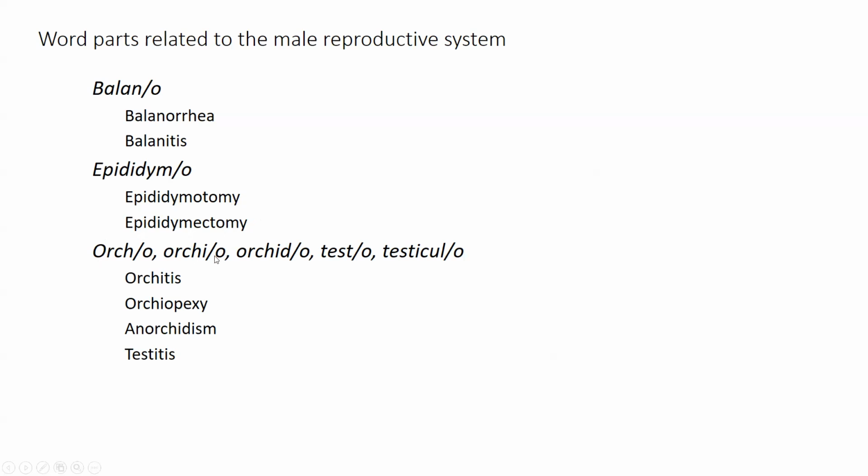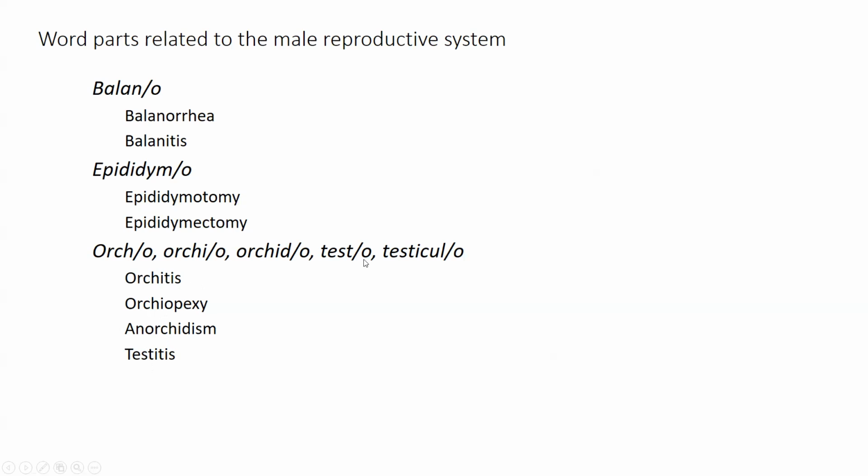Orcho, orchio, orchido, testo, and testiculo all refer to the testes or testicles. In fact, these are Greek. Orcho, orchi, and orchido are all Greek for testicle, and that's the origin of the word. I believe these other two are Latin. So you could have an orchitis, or an orchiopexy, or anorchidism. Anorchidism would be a lack of testes. Orchitis is an inflammation of the testes, orchiopexy is surgical repair of the testes.